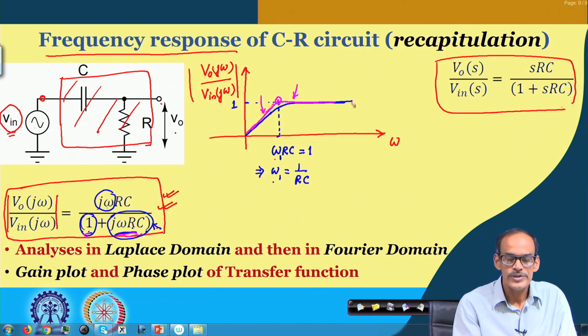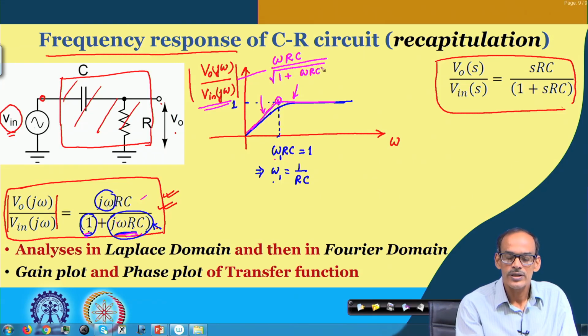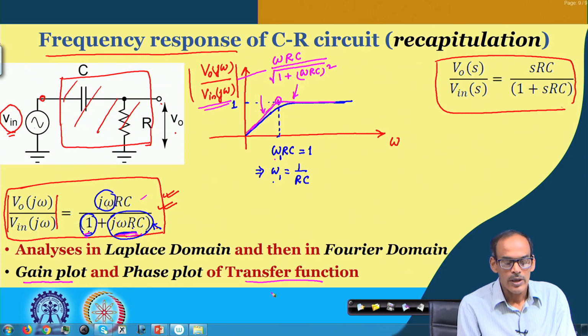This is what we called the magnitude part. In fact, if you see from this equation, the magnitude has omega into R into C in the numerator, and in the denominator the square root of 1 plus omega R C squared. So, that is the gain plot of the transfer function.